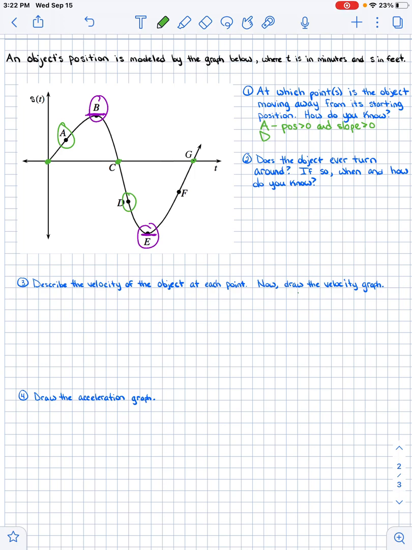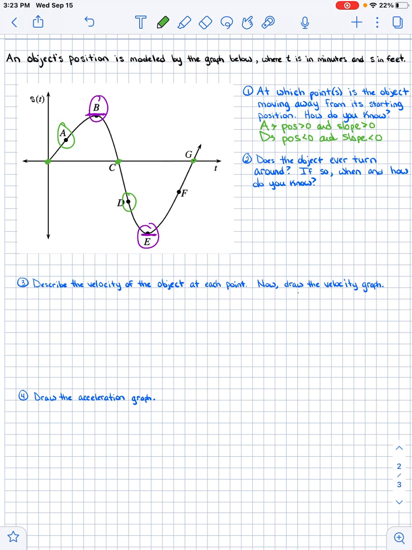For part D, we're moving away, but we're moving away in the other direction. So not only is the position negative, but the velocity or the slope is negative as well. Those are the 2 places where that particle is moving away from the starting position.